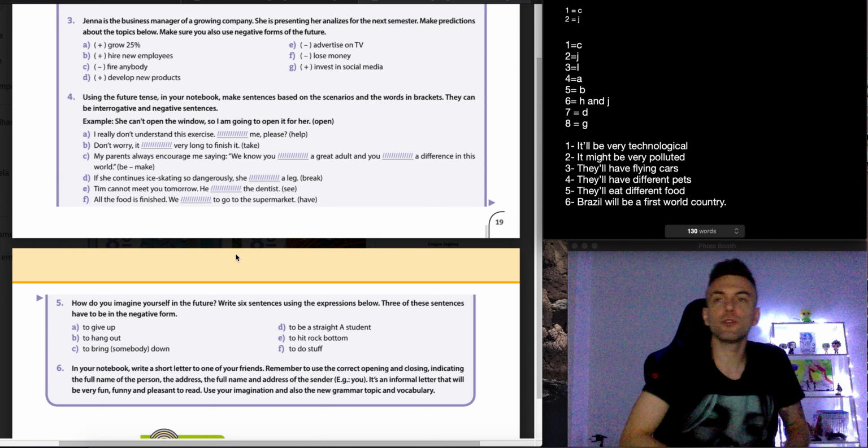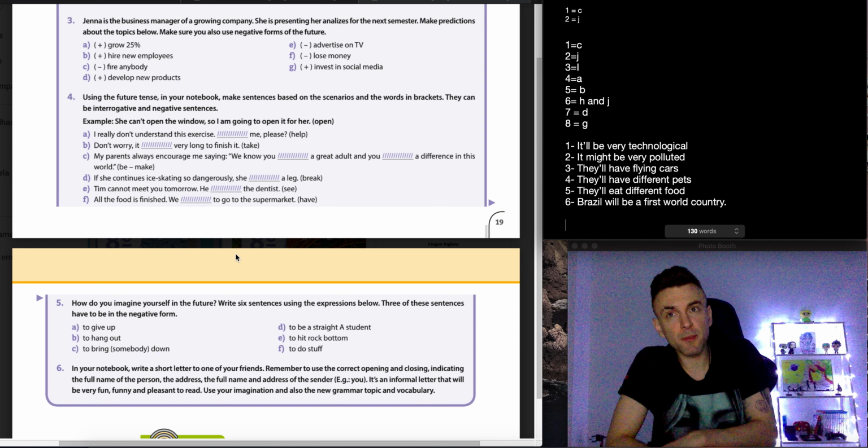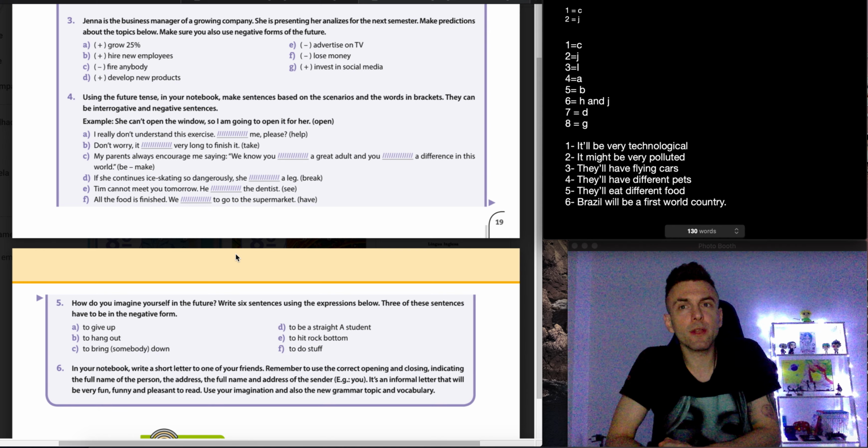Let's go to number 4, and using the future tenses in our notebook, we're gonna make sentences based on the scenarios and the words in the brackets. It can be an interrogative, negative sentence. Example, she can't open a window, so I'm going to open for her. In this case, in letter A, I have help as my keyword, so I really don't understand this exercise.